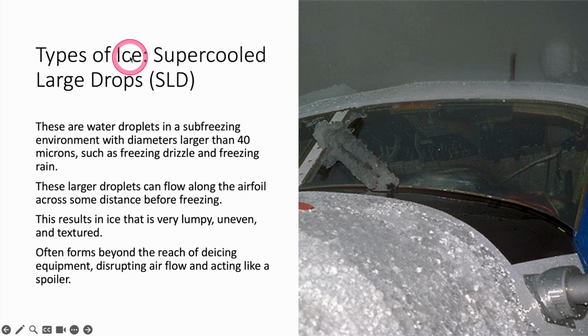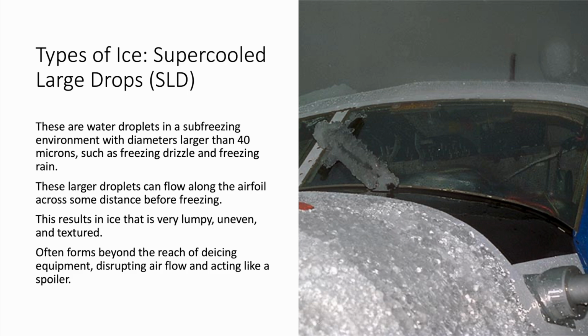Next is a type of clear ice called supercooled water droplets, or large droplets. It occurs with larger water droplets, and it takes even longer for them to freeze. So in this case, they could travel longer distances before it freezes, and the point at which it builds up ice could be out of reach of de-icing equipment.